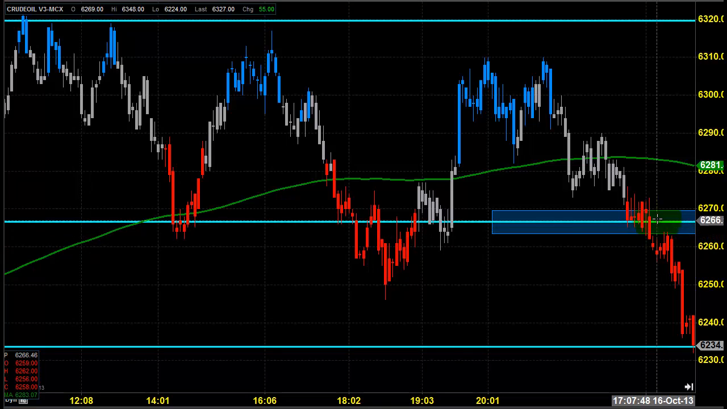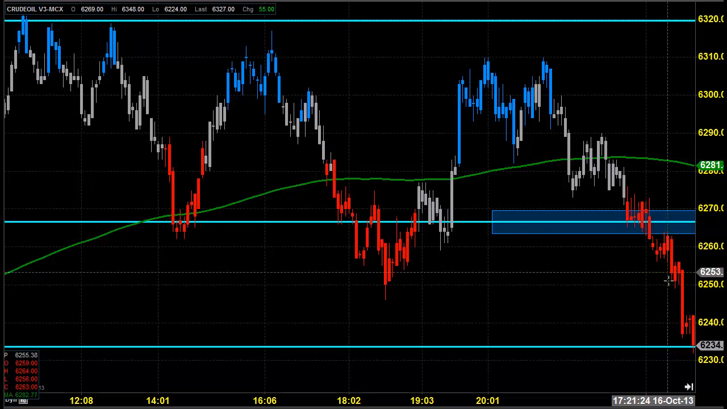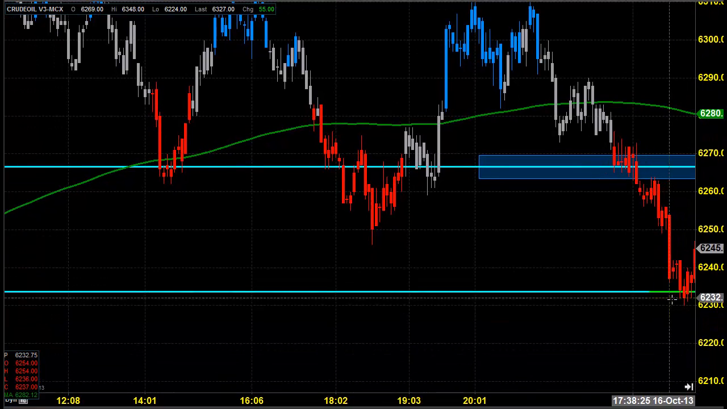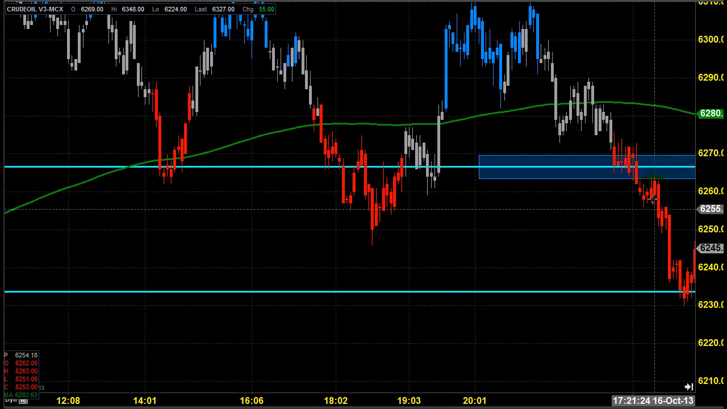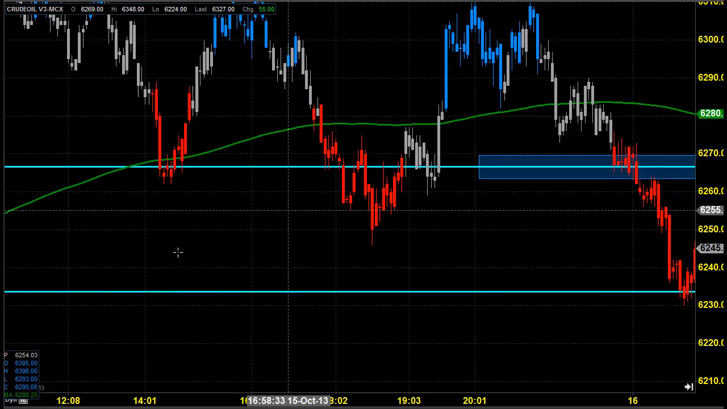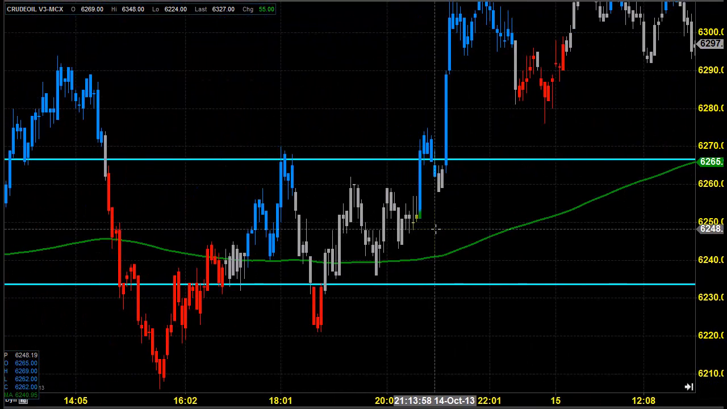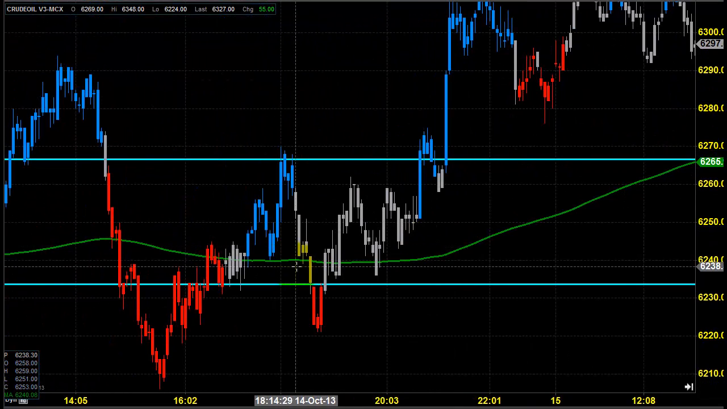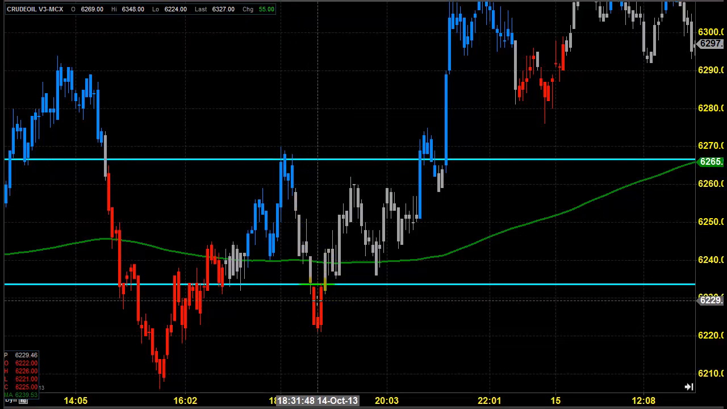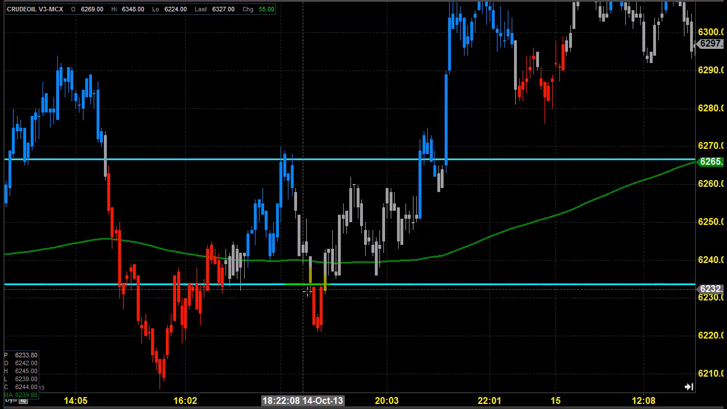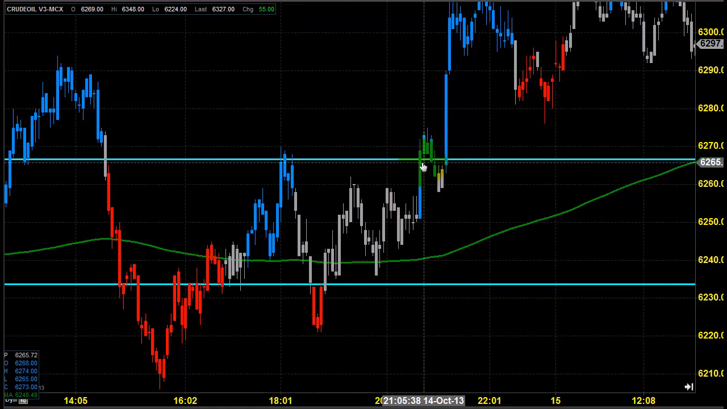So since the price was trading below 6260, it induced selling. So the price came down. You can see the price came down till 6230, our expected first support zone. We know that. Let us go back and see what happened on October 14th. The same thing happened. After coming down below 6260, the price came down and it took the support near 6230. From that, the price went and shot up.